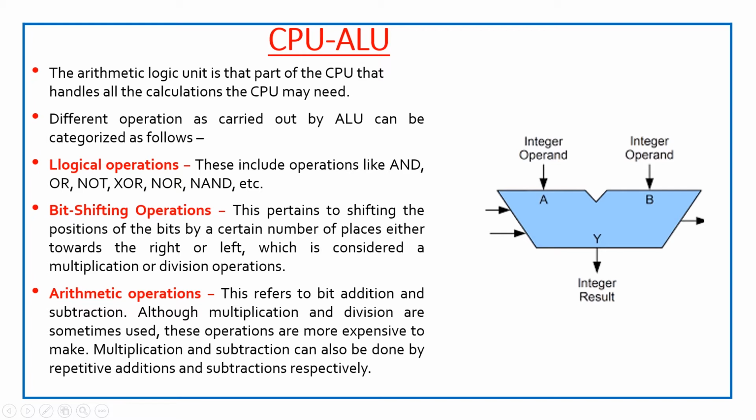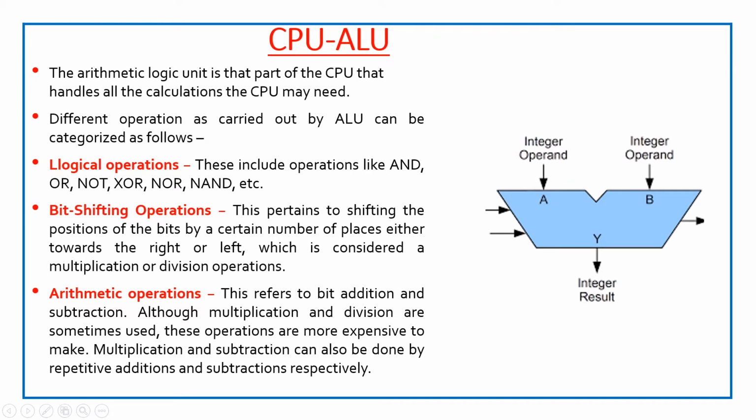Number 2, the different operations carried out by the ALU can be categorized as follows: firstly, logical operation, secondly, bit shifting operation, and thirdly, arithmetic operation. Now, what is logical operation? Logical operations include operations like AND, OR, NOT, XOR, NOR, NAND, etc., which we will learn in detail in another subject.